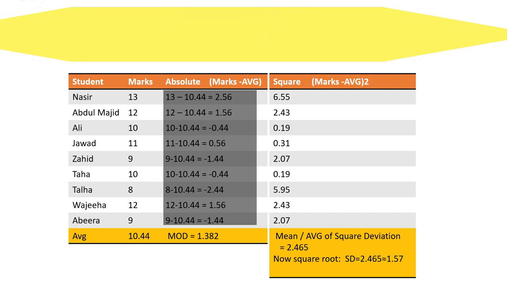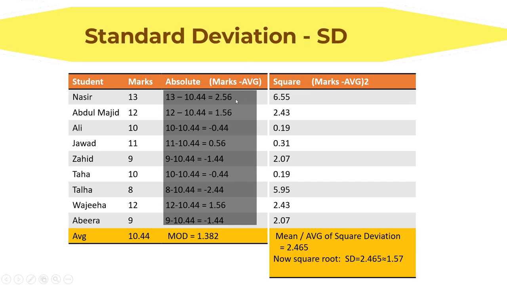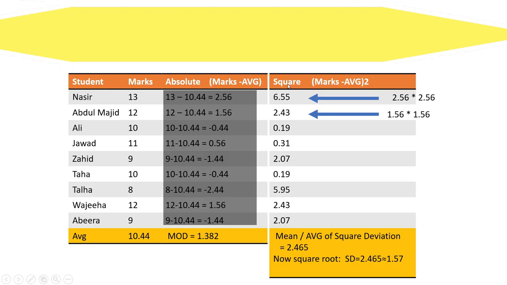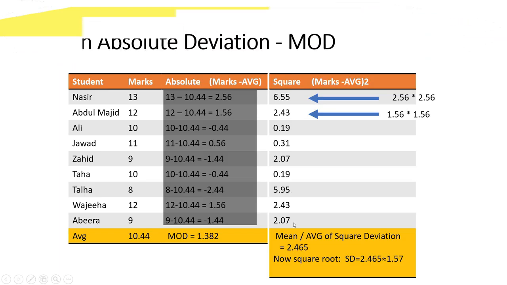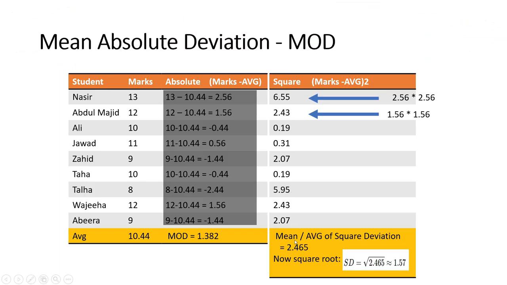Okay, so now let's talk about the standard deviation. For the standard deviation, we take care of all these values. For example, we take 2.56 multiplied by 2.56, that comes to 6.55, and 1.56 squared is equal to 2.43. So we do this for all these values, and after that we sum all these values and divide by the total number.